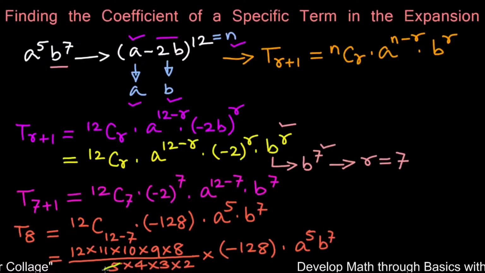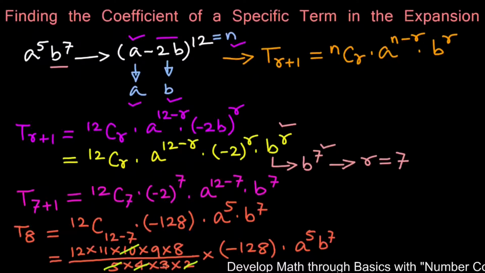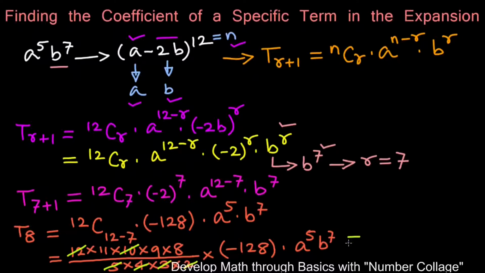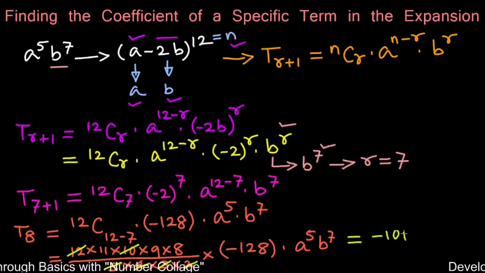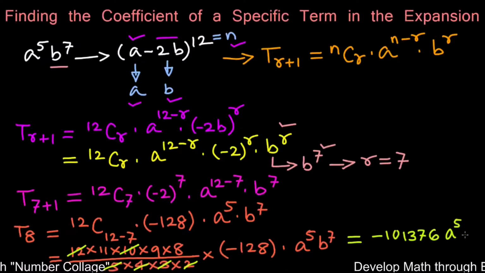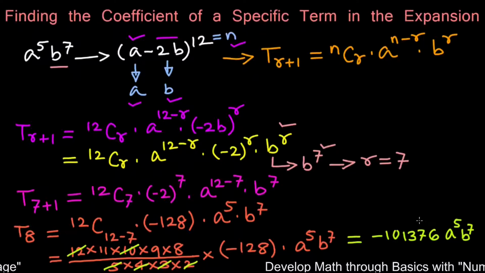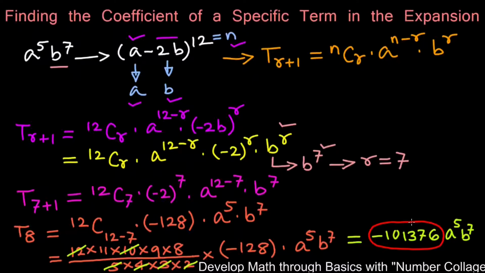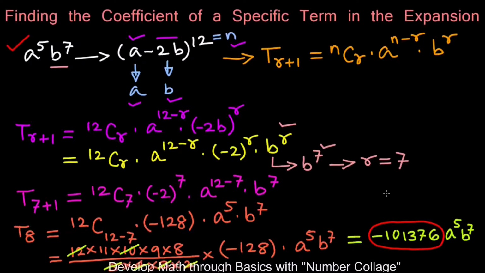Now here 5 twos are 10, which cancels with this 10, 4 threes are 12, which cancels with this 12. That gives us minus 1024 a raised to 5 b raised to 7. So minus 1024 is the coefficient of a raised to 5 b raised to 7.